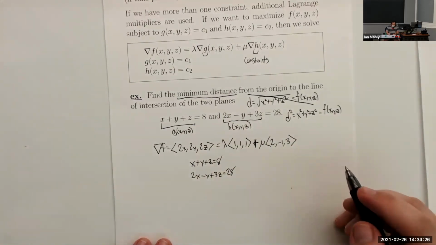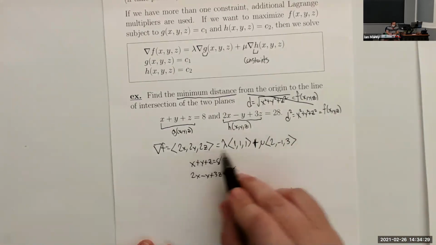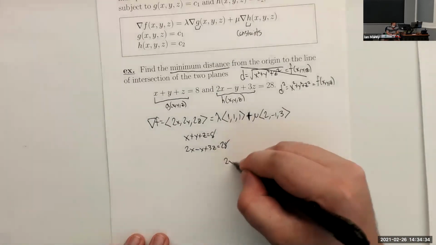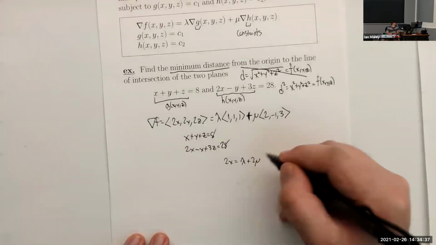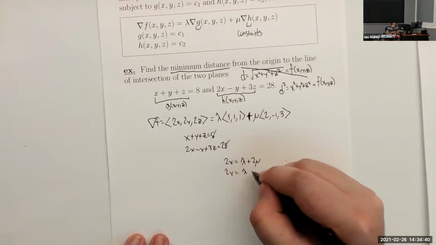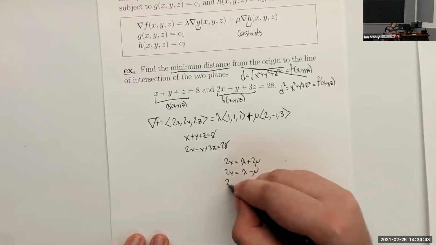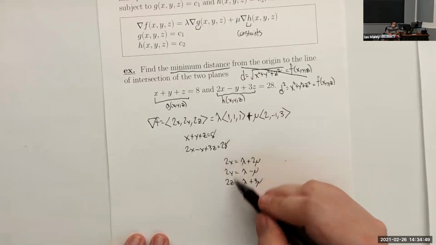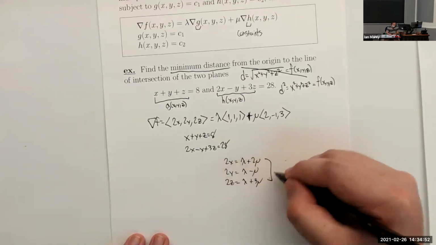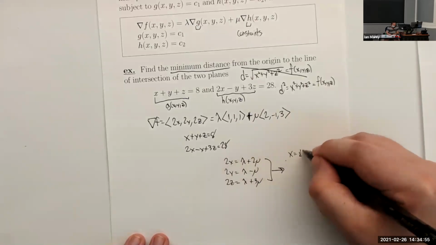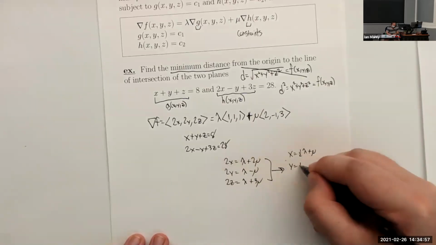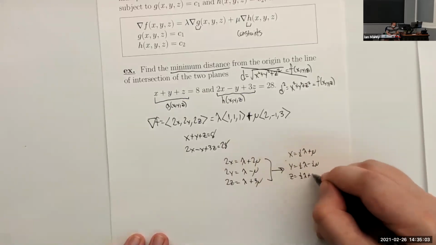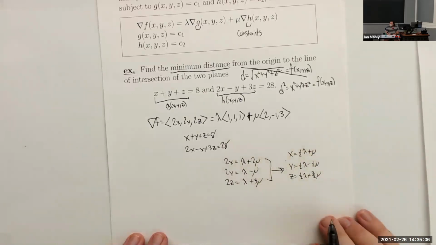All righty then. So let's go ahead and write these equations out from the gradient here. We have 2x is lambda plus 2 mu. 2y is lambda minus mu. And 2z is going to be lambda plus 3 mu. Now, what we can do is divide by 2 in all of these situations and get that x is 1/2 lambda plus mu, y is 1/2 lambda minus 1/2 mu, and z is 1/2 lambda plus 3/2 mu here.